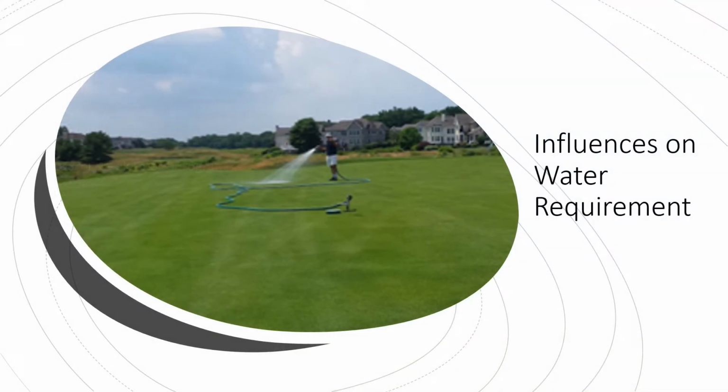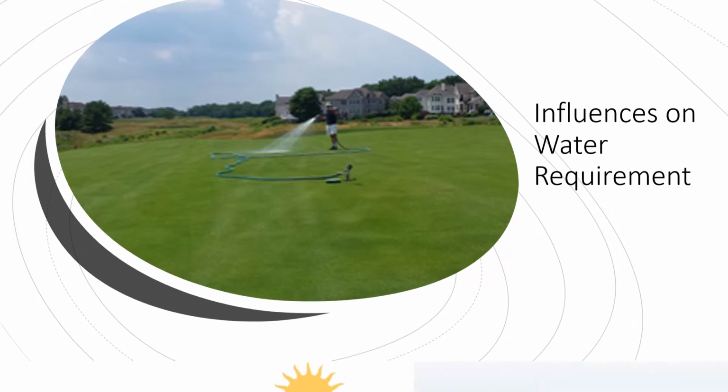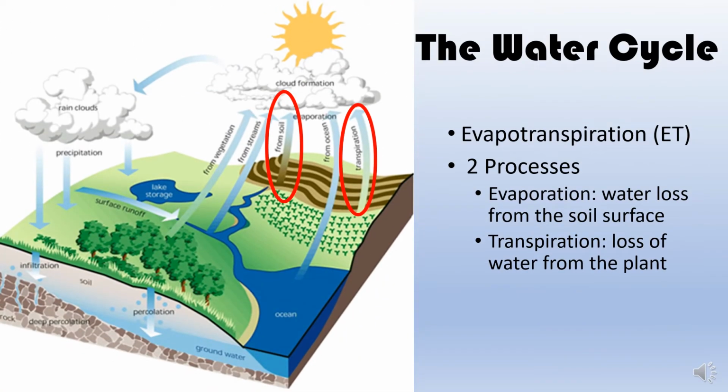Let's look at some factors that influence a plant's water requirement. Let's first look at the water cycle. Water is one of the most important resources for the golf course. While water is a renewable resource, it is not unlimited. Restrictions on water use for golf courses are becoming more widespread. Therefore, regions that regularly experience periods of drought must manage their water resource carefully.